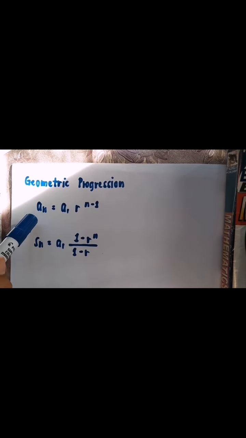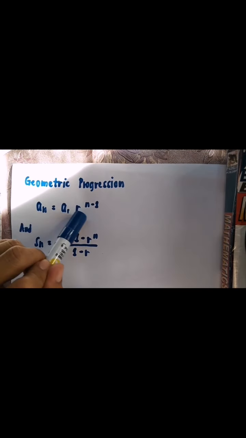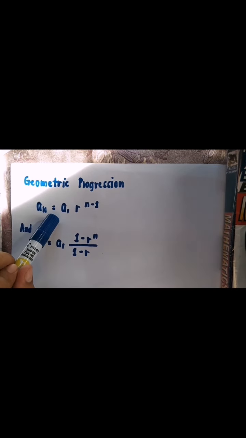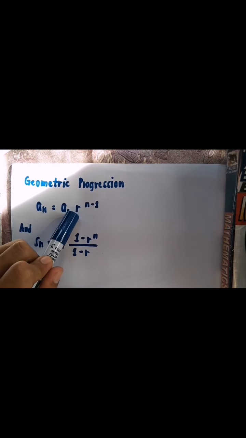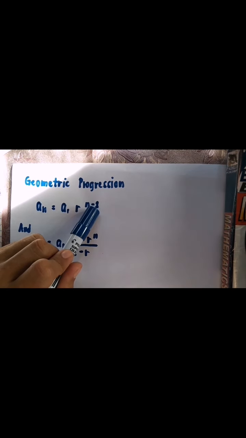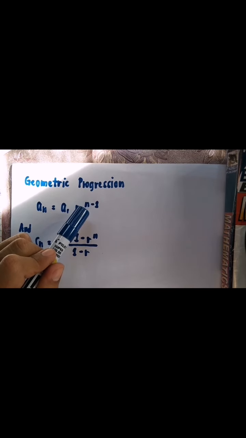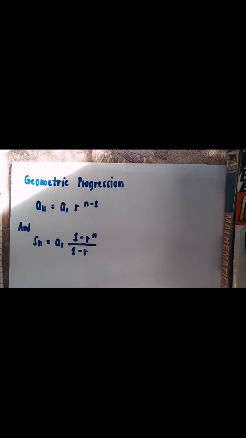So here is the formula for the geometric progression. a sub n, the end term or the last term, is equal to a sub 1, the first term, times the common ratio r to the power of n minus 1. n is the end term or the number of terms.